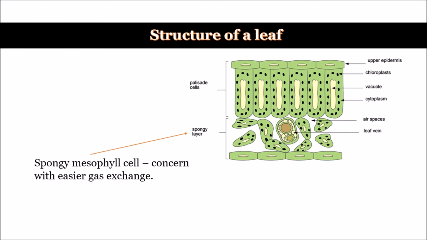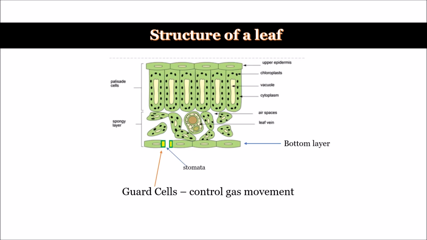The cells are arranged very sparsely. This is another form of adaptation for a leaf for easier gas exchange. That means supply of carbon dioxide and elimination of oxygen by diffusion. This occurs during photosynthesis. The bottom layer contains guard cells that control the movement of gases into and out according to the weather conditions.